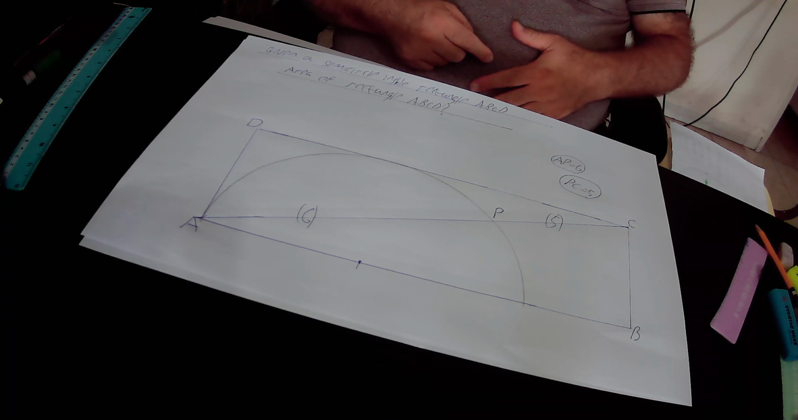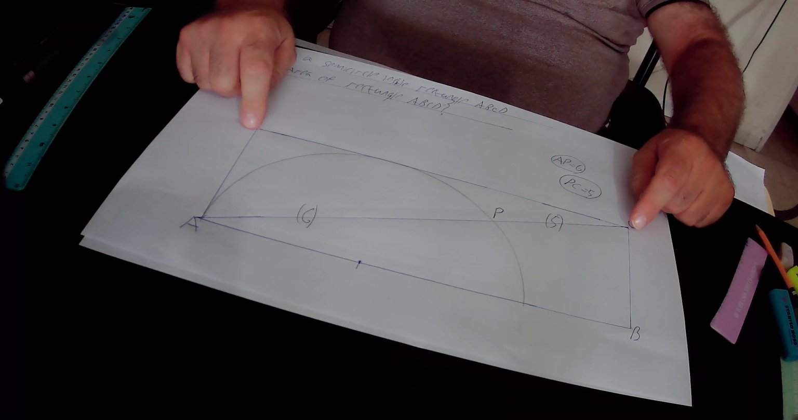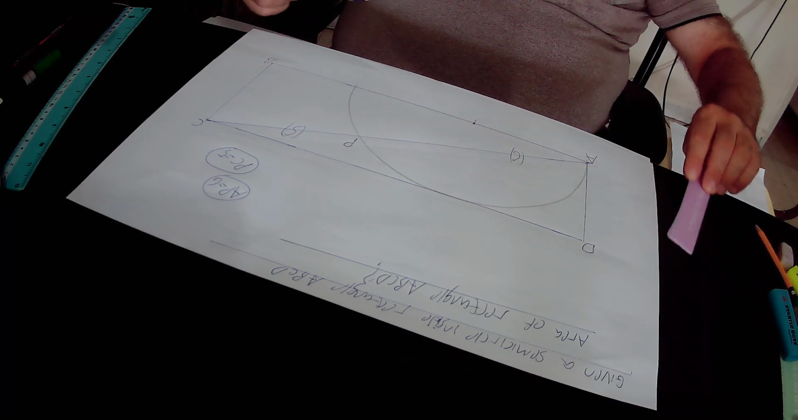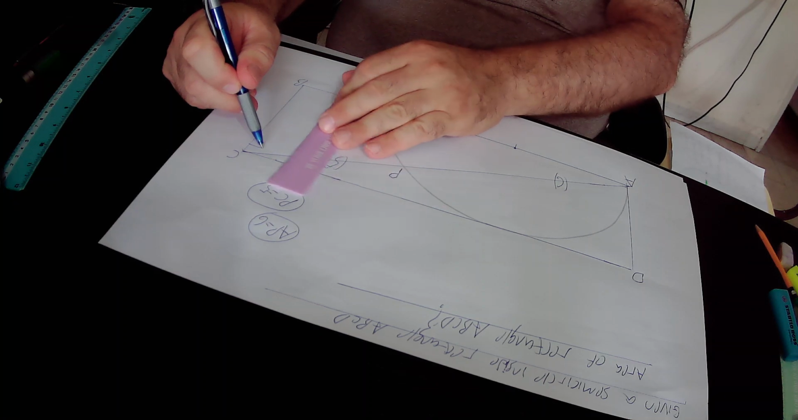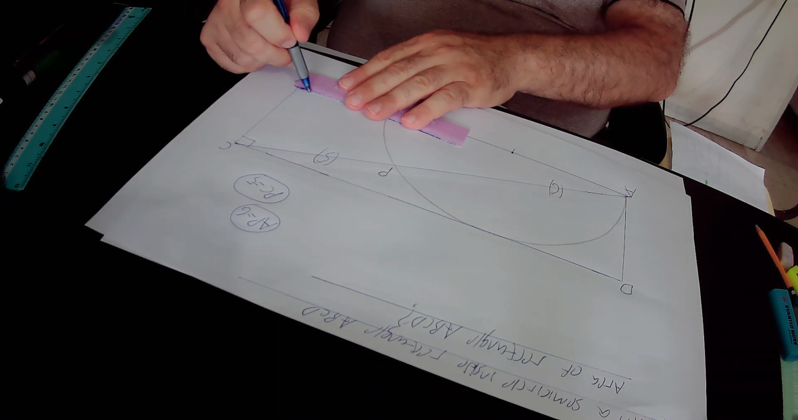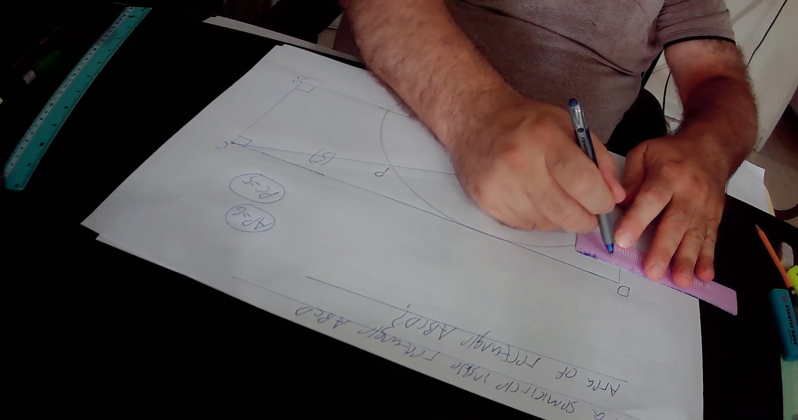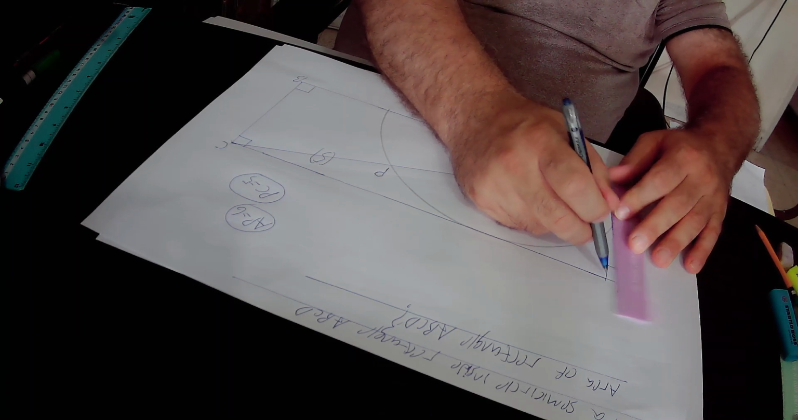Because ABCD is a rectangle, all those four angles are right angles. So this is a right angle. This is also a right angle. This is a right angle. And this is also a right angle.